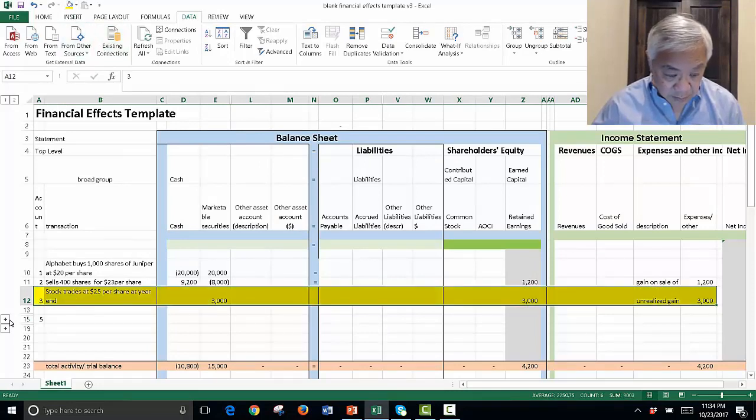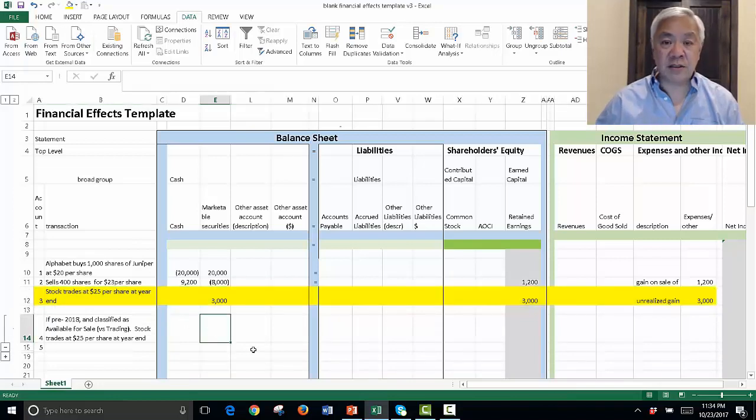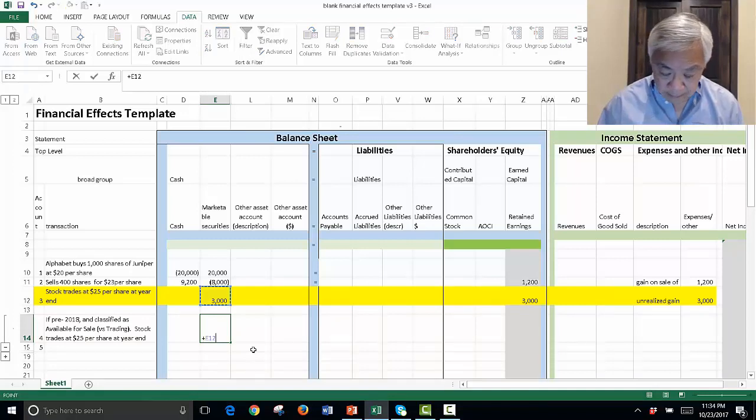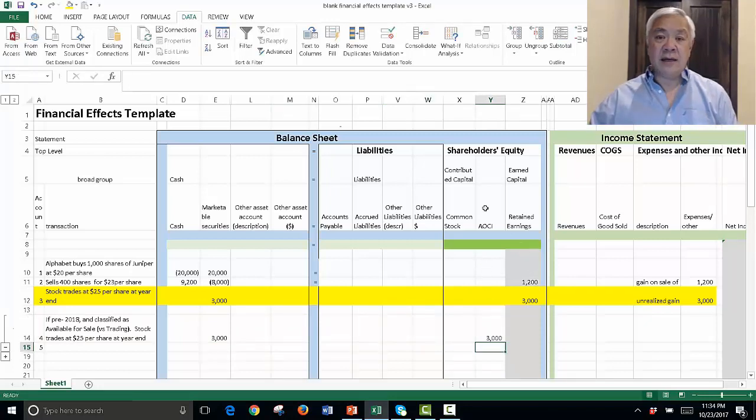The new position will be that we would have still the mark-to-market, so that's still the 3,000. So that stays the same. But instead of having it on the income statement, it would be an adjustment to AOCI, Accumulated Other Comprehensive Income. So we're still in balance. 3,000 still equals 3,000. But notice it bypassed the income statement.